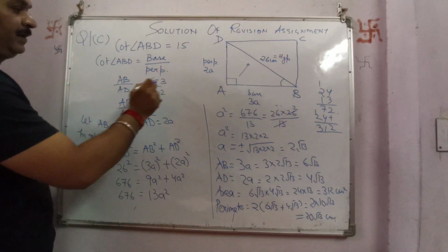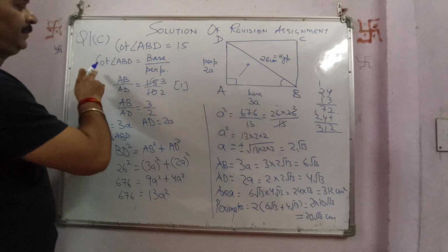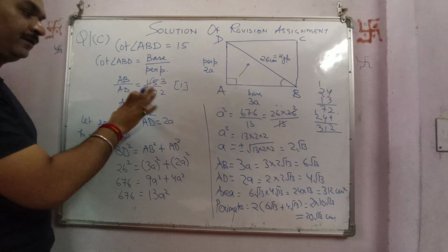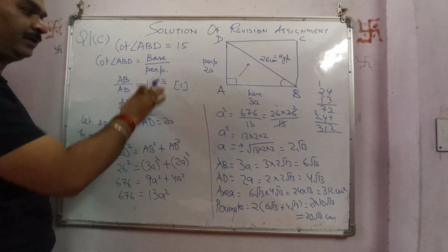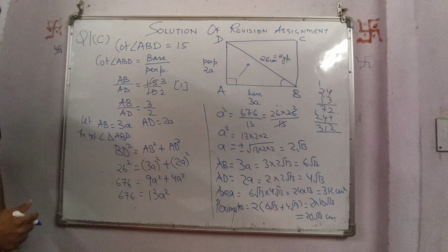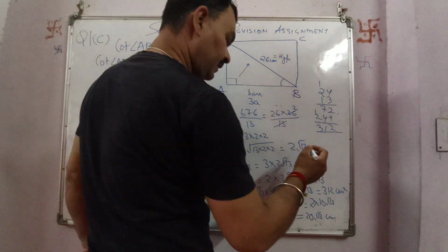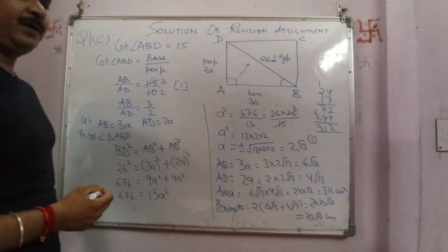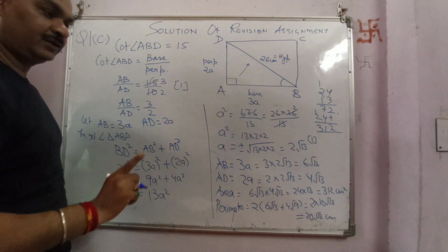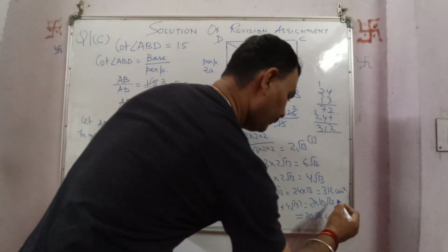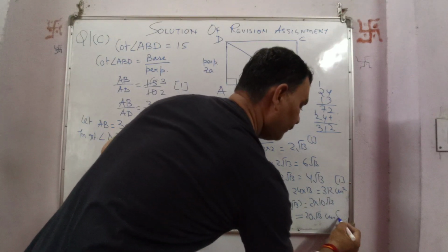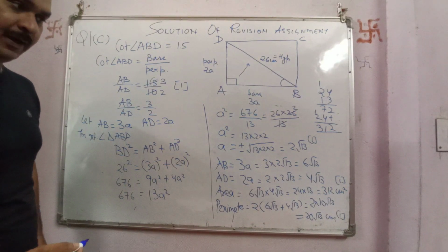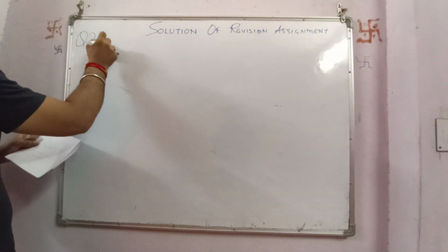1 mark will be given to you when you apply this concept that cot of angle ABD is base upon perpendicular, that is AB upon AD is equal to 1.5, or AB upon AD is equal to 15 upon 10, that is 3 by 2. Another mark you will receive when you find the value of this variable A with all these calculations. Then 1 mark for finding the area and 1 mark for finding the perimeter. Got it? Okay.